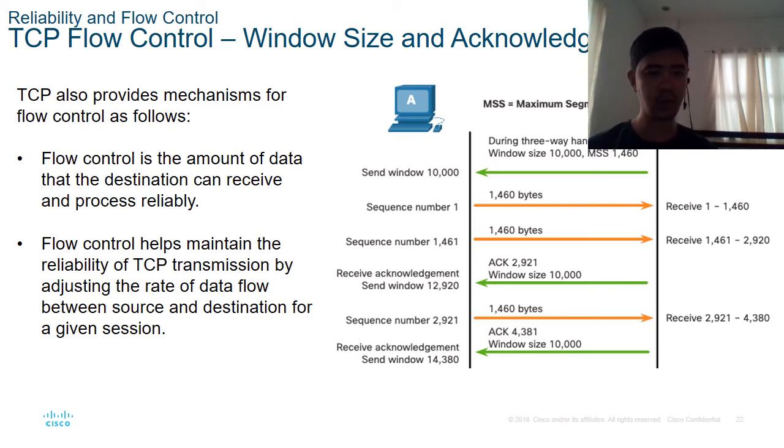And then flow control is the amount of data that the destination can receive and process reliably. For example, it can receive 2 or 3 or 4 segments, or only one, because there's low resource available. If TCP sees that there's higher resource available, then it will send more. If it sees there's not enough bandwidth, not enough memory, and so on, then it will send less. That's what we mean by flow control.